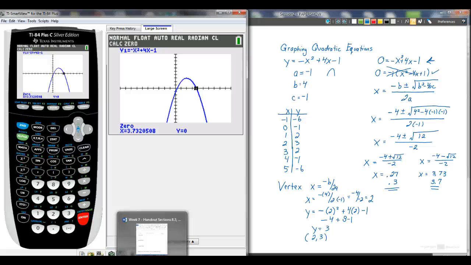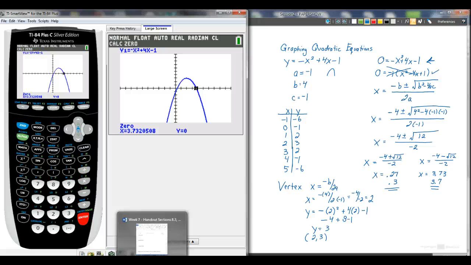So I have it written here, negative b plus or minus the square root of b squared minus 4ac, and then it's divided by 2a. Then what I did was I substituted in my a, b, and c. So I have -4 plus or minus the square root of 4 squared minus 4 times -1 times -1, all over 2 times -1. And then I simplified it one step further, and you can see I have -4 plus or minus the square root of 12 over -2.